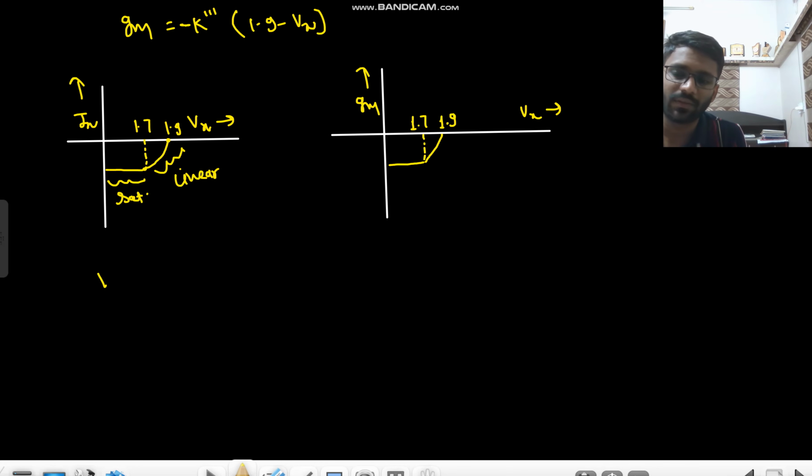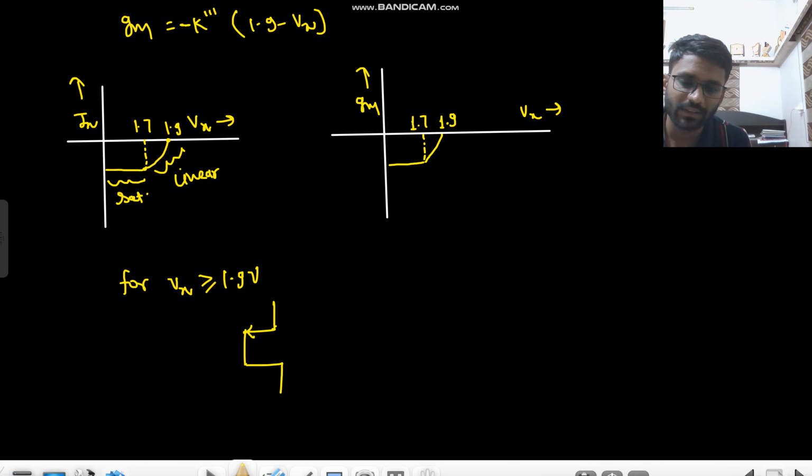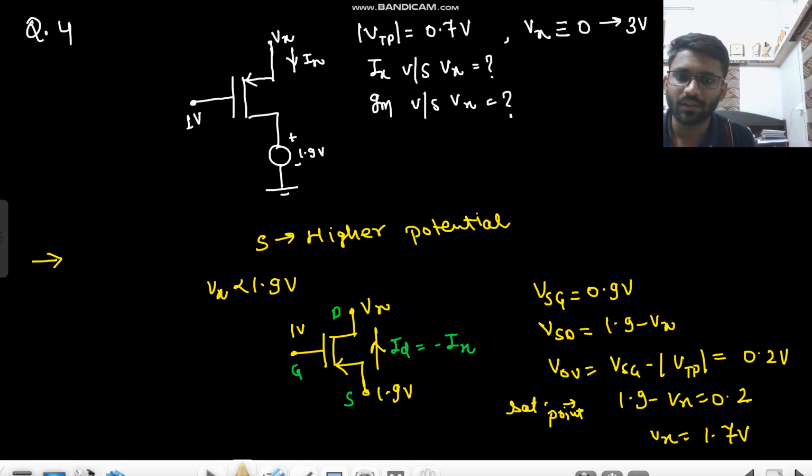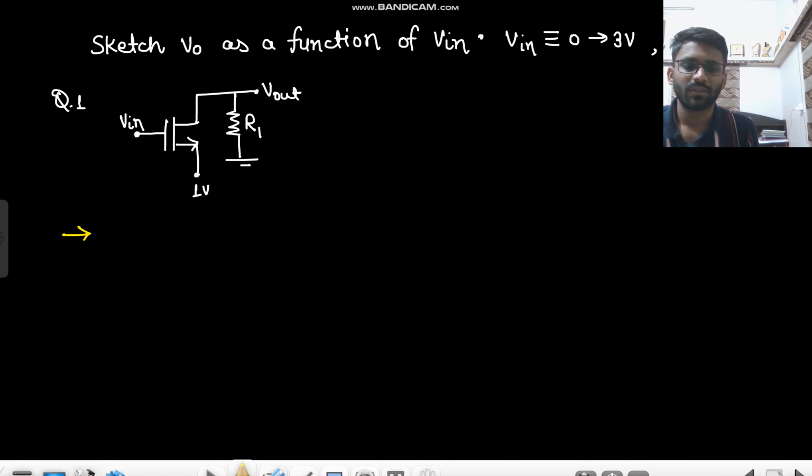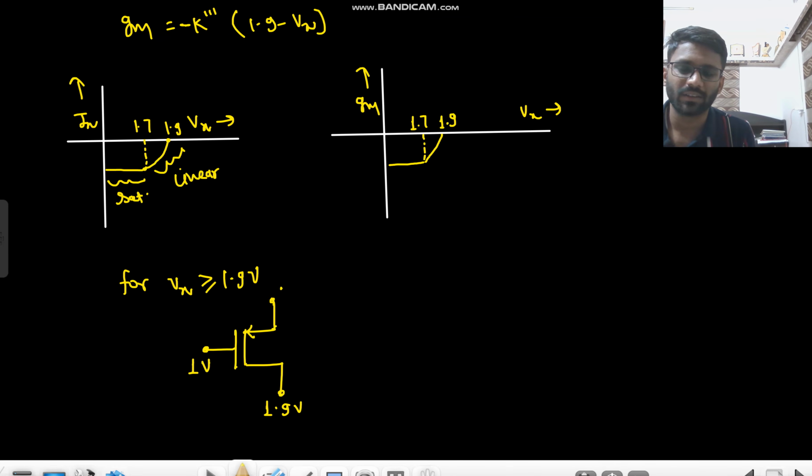Now the third condition, for Vx greater than or equal to 1.9 volt. So now your circuit will look something like this. This was 1 volt, I guess. This was 1.9 volt. 1 volt, 1.9 volt, Vx, Ix. So it will look the same only, right? This is Vx and this is Ix.